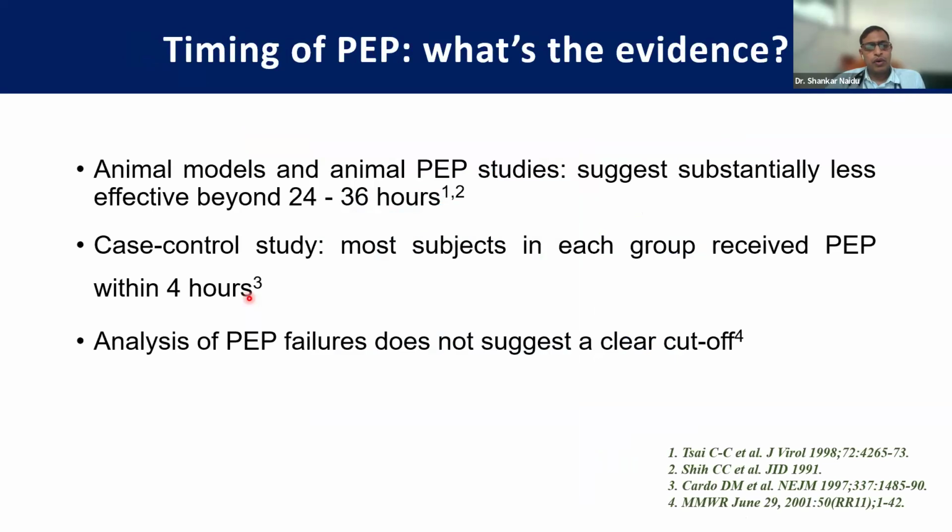So various animal models and animal PEP studies have suggested that PEP is substantially less effective beyond 24 to 36 hours. And most of the studies in humans have given PEP within 4 hours. So we don't know the time after which PEP might not be very effective. Also, analysis of PEP failures from these various trials does not suggest a clear cutoff time beyond which the benefits of PEP are very less.